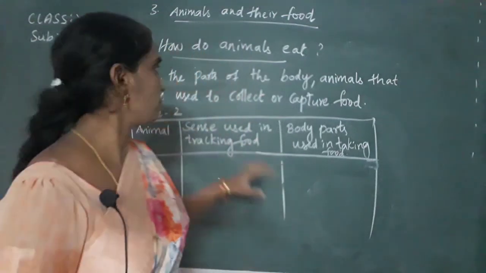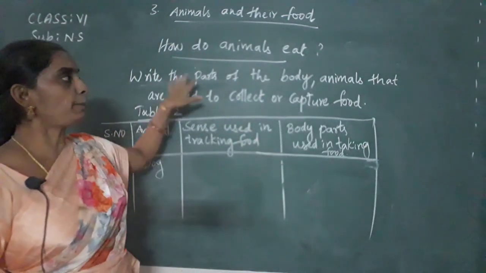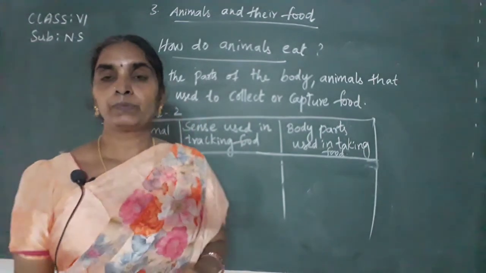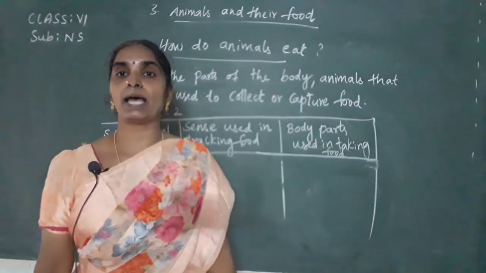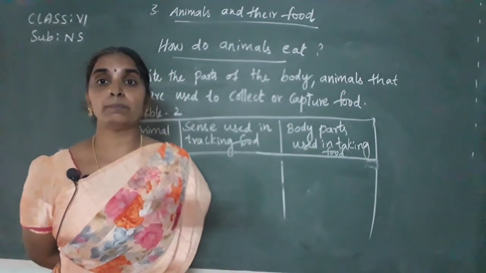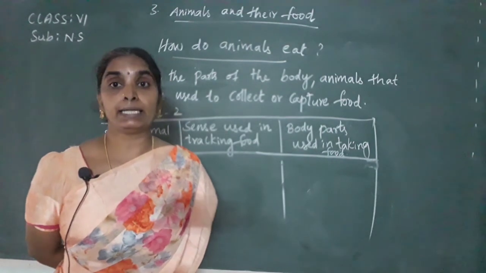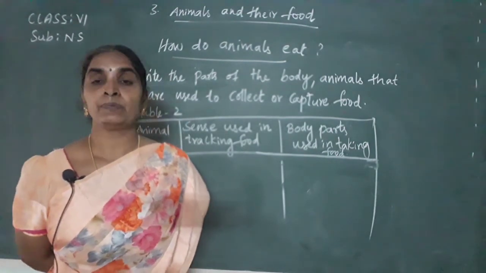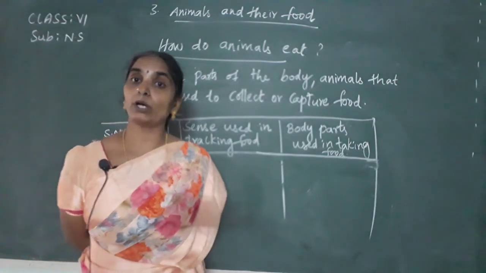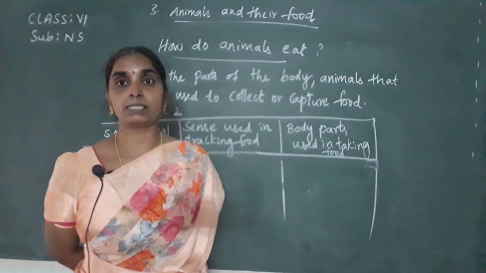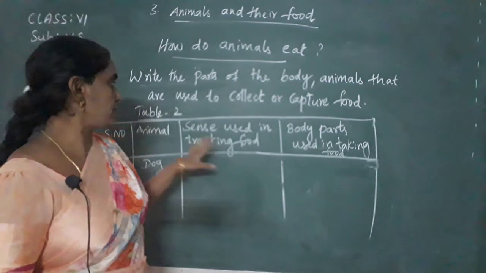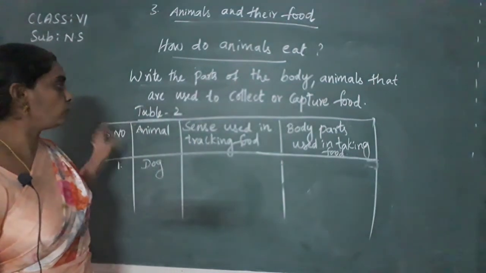If you see the board here, children, write the parts of the body animals use to collect or capture the food. We have already known that animals first track the food, then collect the food, and grab or hunt the food. In order to grab or hunt the food, they use different body parts, and different animals use different body parts to track, collect or hunt the food. For this, now you see table 2.